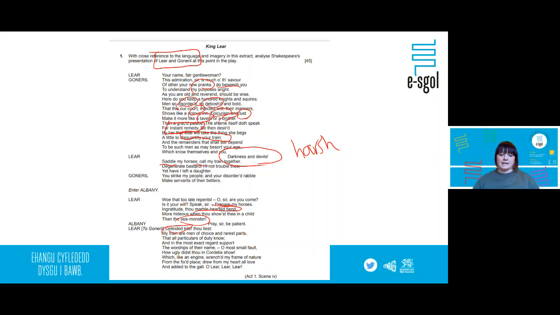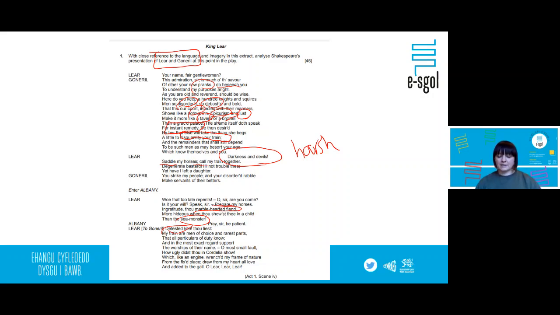And then towards the end, Lear seems to start to recognise his ill treatment of his other daughter, Cordelia. So he continues with, "Detested kite, thou liest, my train are men of choice and rarest parts, that all particulars of duty know, and in the most exact regard support the worships of their name. O most small fault, how ugly didst thou in Cordelia show, which like an engine wrenched my frame of nature from the fixed place, drew from my heart all love and added to the gall."